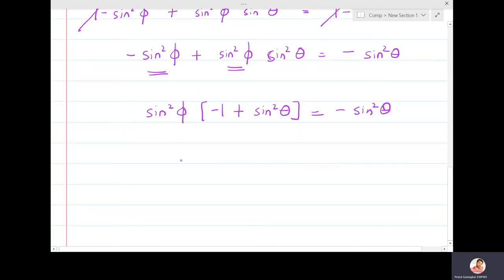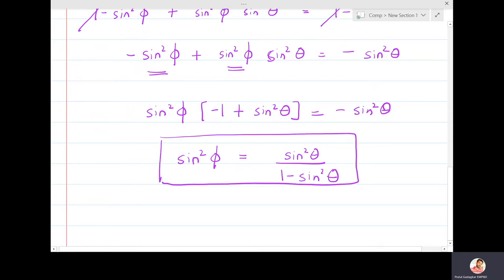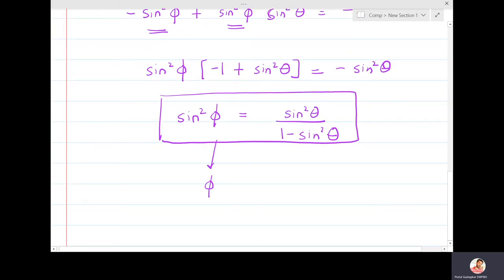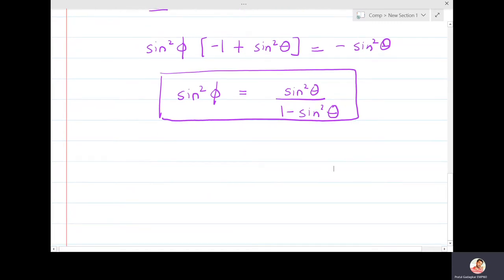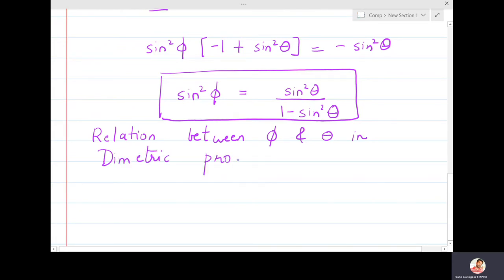And therefore I can get an expression for sine square phi. This expression will be very important. It is sine square theta upon 1 minus sine square theta. This is a very important relation, because the left hand side is related only with phi, and the right hand side is related only with theta. So this is the relation between phi and theta. Let me write it down: the relation between phi and theta in dimetric projection. If you have a dimetric projection, the relation between phi and theta is established.